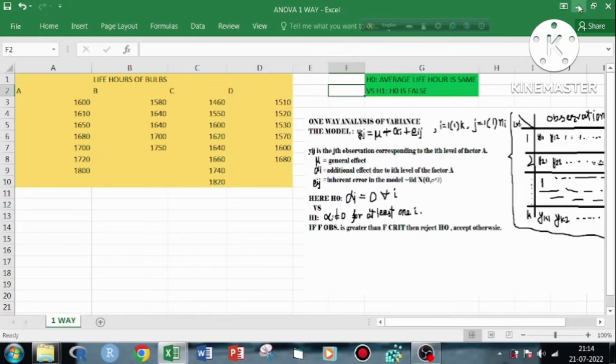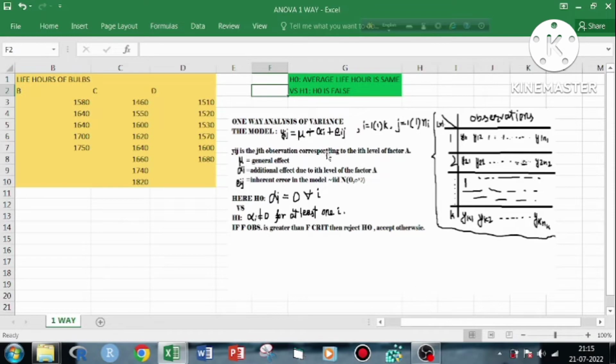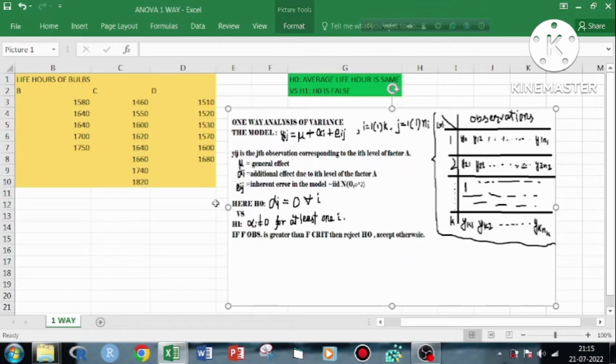Now, how to do the one-way Anova. Let's see. First, just have a look at the theory. Our model for the one-way Anova is this: Yij equals mu plus alpha i plus Eij, where Yij is the jth observation corresponding to the ith level of the factor A. Mu is the general effect, alpha i is the additional effect due to the ith level of the factor A. Eij is the inherent error in the model, which follows independent identical normal 0, sigma square.